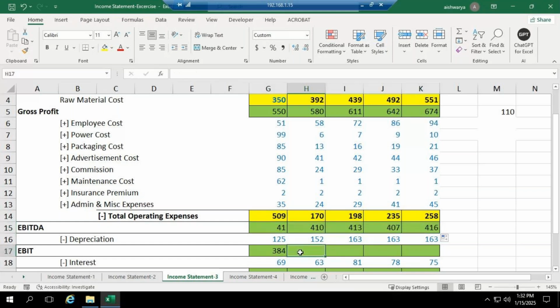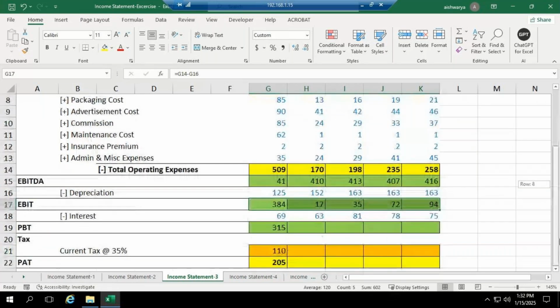And you will be getting the EBITDA. So again, if you less the depreciation, you will be getting EBIT here. The depreciation, automatically they have given. So you just drag it over here, automatically you will be getting the EBIT. Then interest also you have to less from this. Interest also they have given you automatically, so it will be displayed.